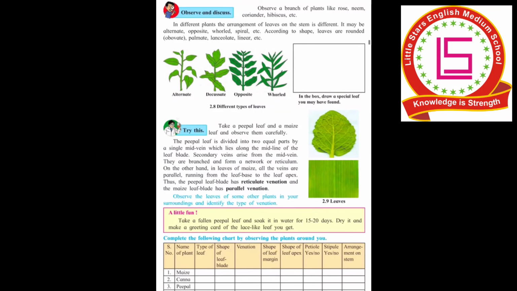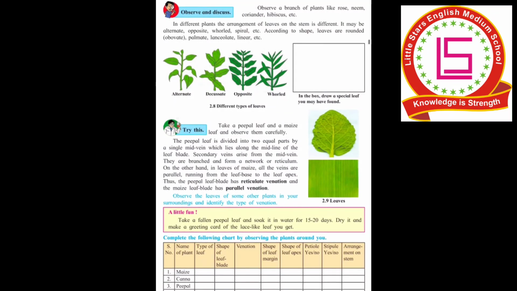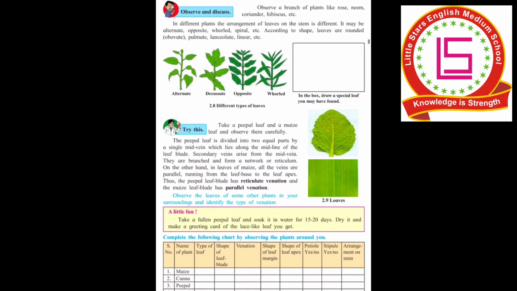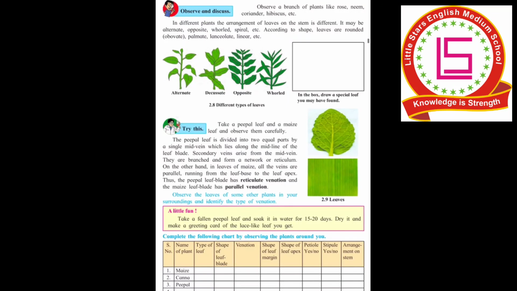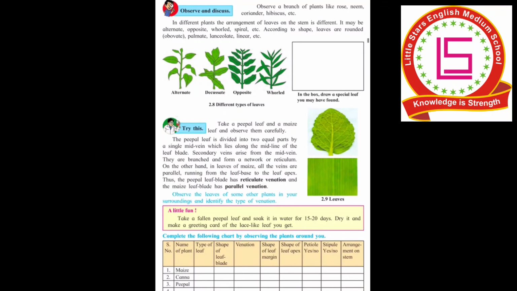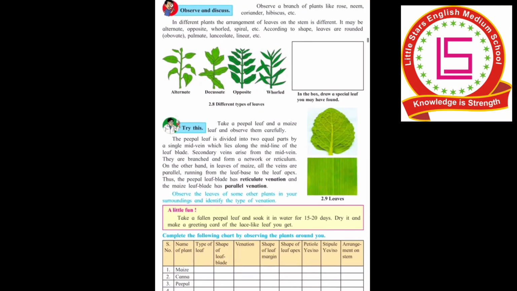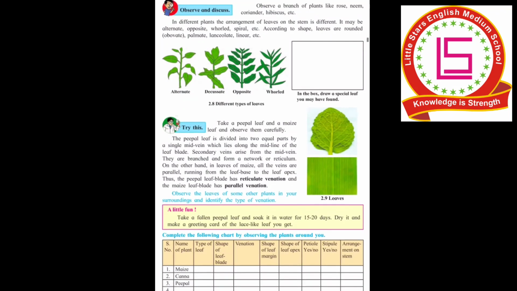You might have seen many times, whenever you see all these plants, the arrangement of the leaves on each of these plants is different. It may be alternate, opposite, whorled, spiral, etc. According to the shape, leaves are rounded, palmate, lanceolate, or linear, etc.